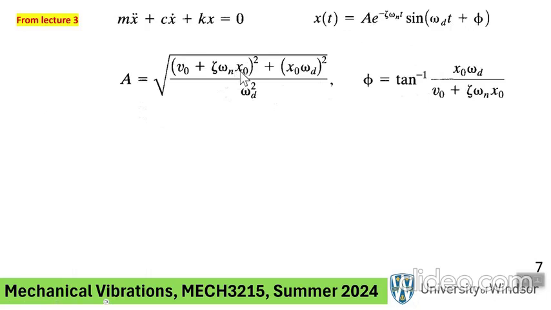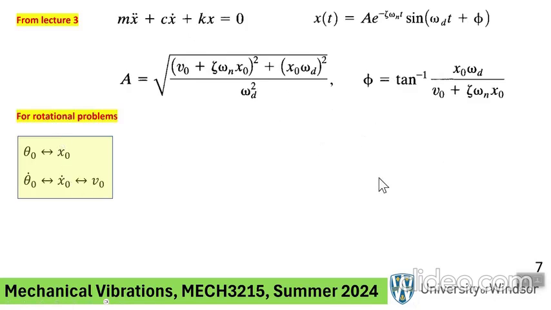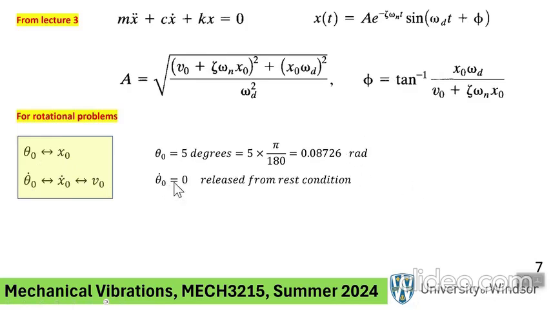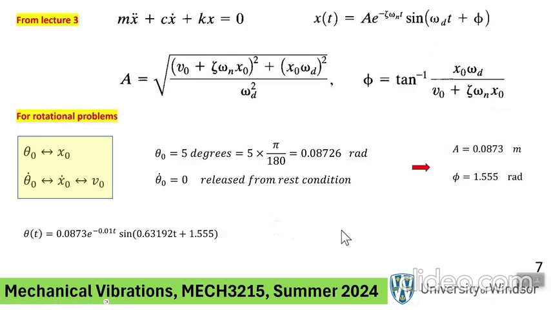Remember, there is an identification between x naught and theta naught. They are the same. And v naught is theta dot. So this is for translational motion. It also applies to rotational motion, as long as, of course, you make the appropriate identifications right there. Now, for us, this one is 0 because it says that you twisted it by 5 degrees and then let it go. So converted to radians, 5 degrees, and theta dot is 0, released from rest condition. And it's just a matter of plugging it in this expression, and you have your solution. You have the whole thing right there.